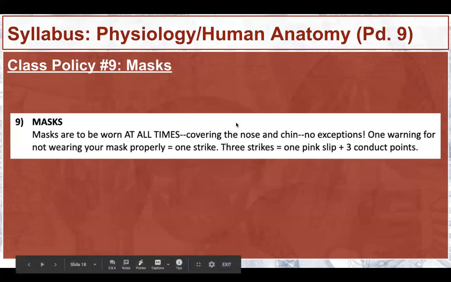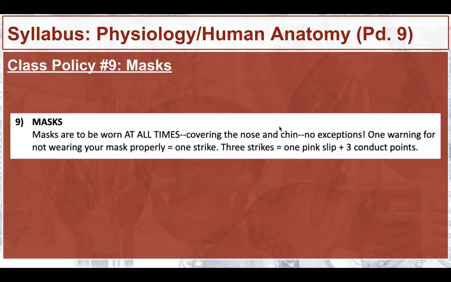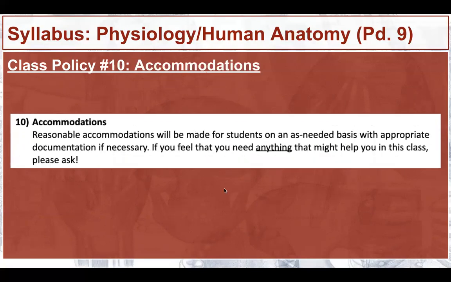Masks need to be worn at all times, covering the nose and the chin. So it needs to cover everything. If I have to warn you several times because you're not wearing it correctly, whether it's just below your nose, all right, I'll give you one warning, but if it's multiple times, then that's going to equal a strike. If you're not wearing the mask at all, for whatever reason, then that's automatically going to be a strike. And if you get 3 strikes for this, then you get a pink slip and 3 points. Accommodations are going to be made for anybody that has documentation, but if you need any help, please let me know.